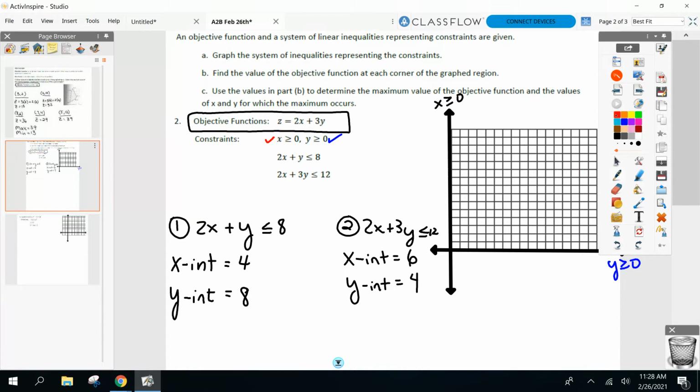All right, let's get the real deal. 2x plus y less than or equal to 8. You guys, Colin gave me an x-intercept of 4: 1, 2, 3, 4. And a y-intercept of 8: 1, 2, 3, 4, 5, 6, 7, 8.